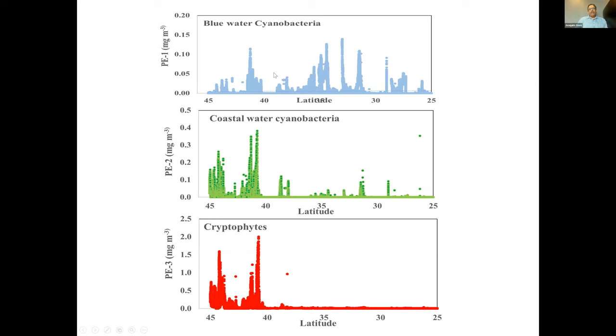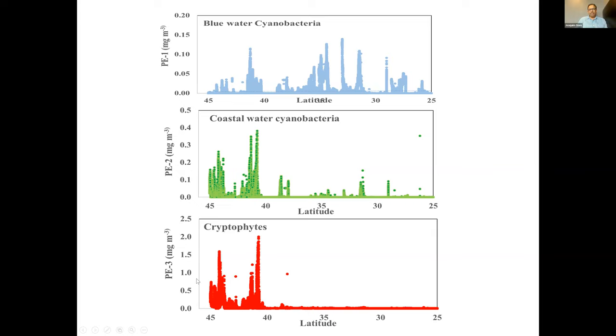the cyanobacteria were higher down south. And as you went further down south, it became lower. But you can see this coastal cyanobacteria were highest in the low PCO2 region of the Gulf of Maine region, so were cryptophytes.